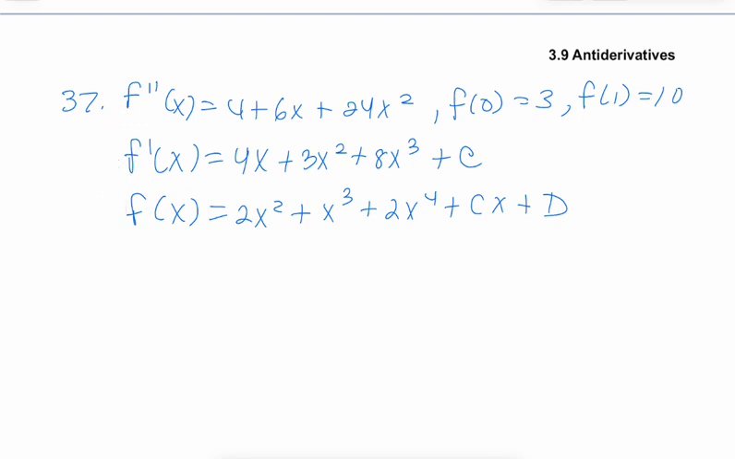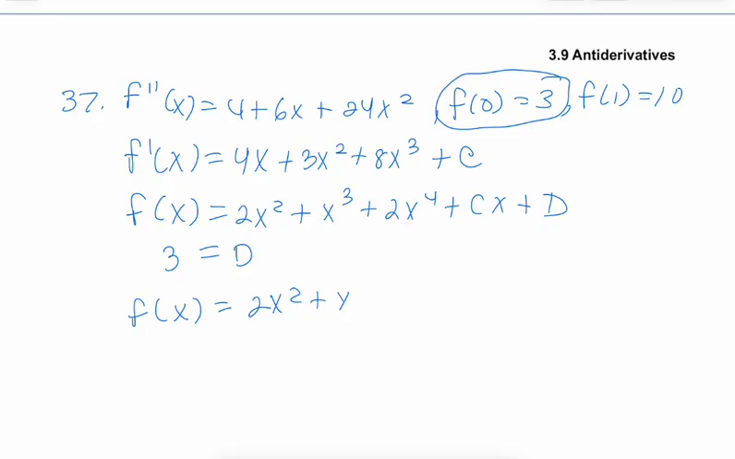So now let's use this. If I plug in 0, I better get 3. So if I plug in 0, that's 0, that's 0, that's 0, that's 0, then we just find that D is 3. So now let's put the 3 there. They gave us this on purpose.